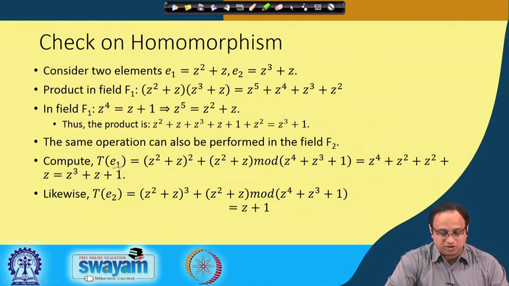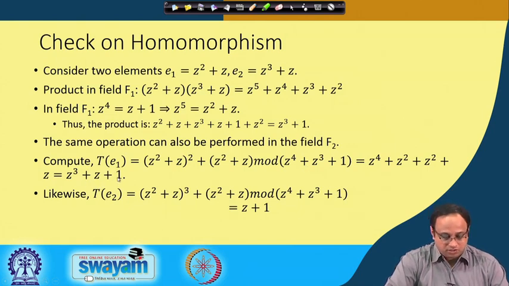Now let us see if I apply the homomorphism property, I get the same result. The same operation can also be performed in the field F2. What I do is I apply this mapping on E1. What is the mapping? I will replace Z by Z square plus Z. E1 is Z square plus Z, so I replace this Z by Z square plus Z. So, I get Z square plus Z whole square plus Z square plus Z, and then I do a mod of Z to the power of 4 plus Z cube plus 1, because that is my field polynomial in F2. If we expand this, you will get Z to the power of 4 plus Z square plus Z, and then I do a modulo of this, I will get Z cube plus Z plus 1.